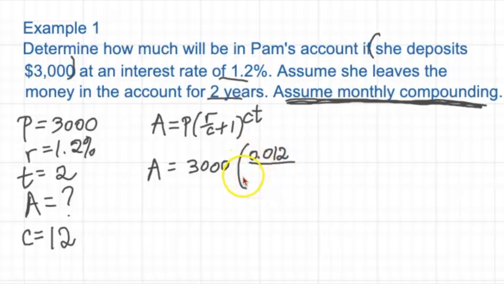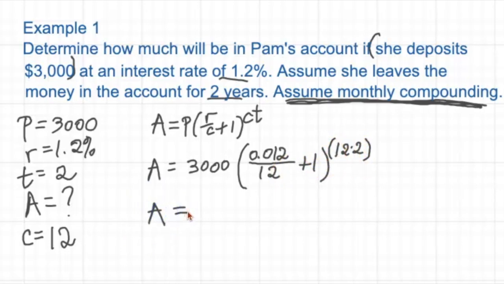Divided by, the C is 12. Okay, plus 1, I'm just writing the formula. You know, the plus 1 just comes down. Then times C, again, which is 12, times, and how long do we have it in there? For 2 years. Okay, and as a general rule, you can put the parentheses around that entire exponent so that you're not confused. Now, this is the most basic type of problem that one can use to solve this.